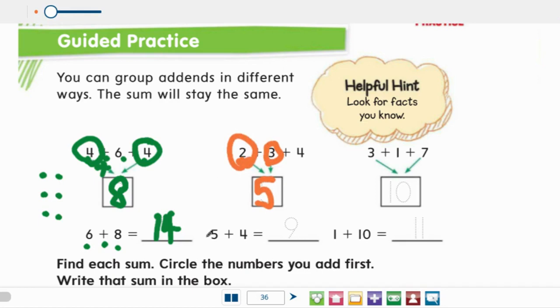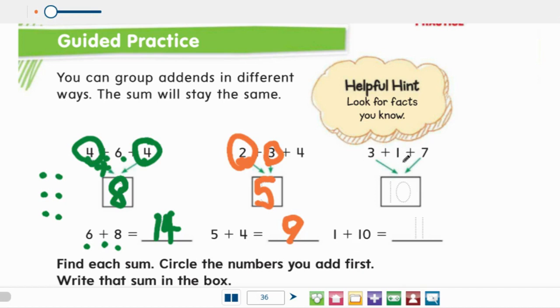Now we can do this addition problem down here. 5 plus 4, which is also a near double, isn't it? Yeah, because 4 plus 4 is 8, and I need 1 more here. So 8 plus 1 more is going to be 9. All right, this is all ways that we can start to put this together because we can know those doubles facts. My last one over here is 3 plus 1 plus 7.